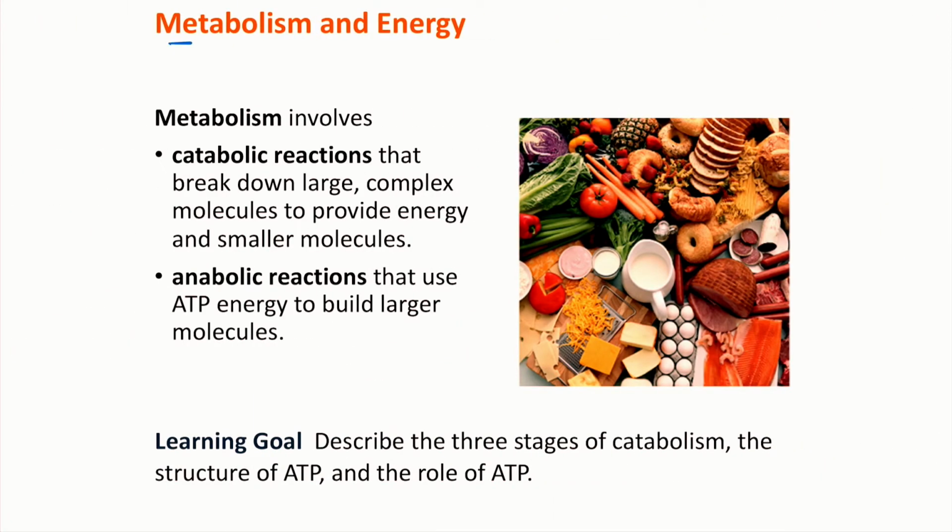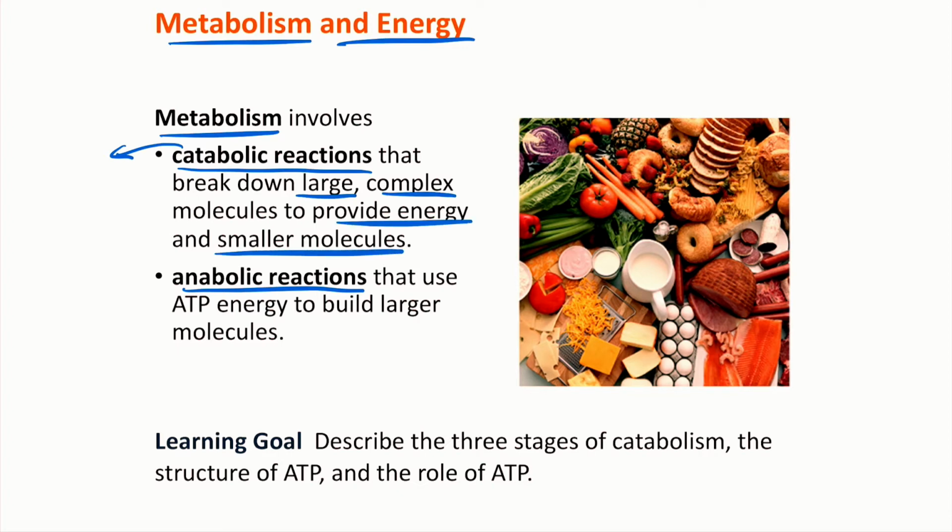So let's start with metabolism and energy. Metabolism involves two types of reactions. One is catabolic reactions, the other is anabolic reactions. Catabolic reactions, the term catabolic itself says that you're cutting down large complex molecules to provide energy and smaller molecules. Anabolic reactions use ATP energy and build larger molecules. The combination of both catabolic and anabolic reactions is called the metabolic reactions.